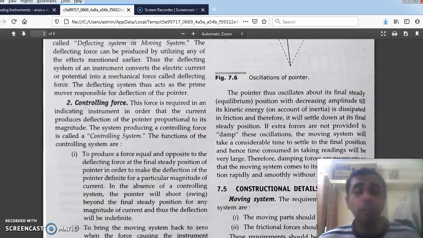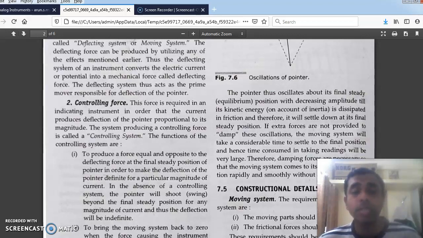So which is the desirable point? The pointer should stop at the desirable point, and I'll rename the desirable point: it should stop at a final steady state point. So who decides the final steady state point? The controlling force decides the final steady state position of the needle or the pointer. So what is a final steady state point?